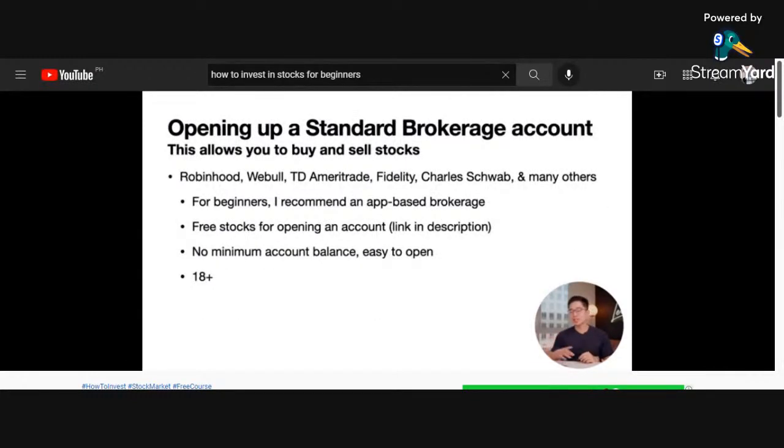So let's get into how you can actually start opening up your first standard brokerage account. And this is going to allow you to buy and sell stocks. Now, there are tons of different brokerage platforms that you can use out there. For example, there's Robinhood, there's Webull, there's TD Ameritrade, Fidelity, Charles Schwab, and many more. Now, I will say that for beginners, I will typically recommend using an app-based brokerage because these are extremely easy to use. They have great interfaces, and it allows you to just bust out your phone and trade whenever you want. So it really gets over that hump of trading being somewhat hard and complicated, and makes it a lot easier, which will increase your chances of investing more money and hence making more money.